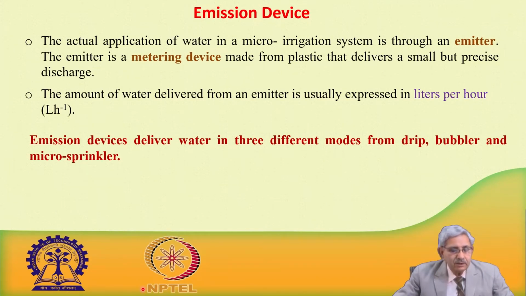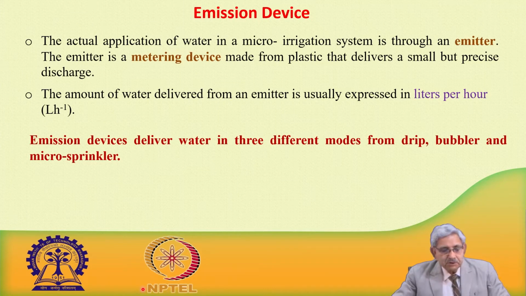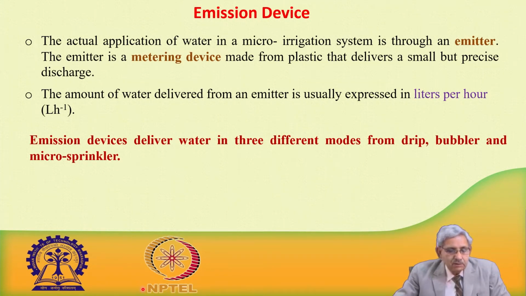So, when we talk of an emission device, it is the actual application of water in a micro irrigation system. It is done through an emitter. An emitter is a metering device. Here all the components of an emission device are made up of plastic material.